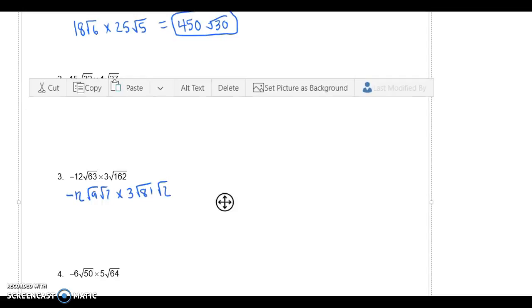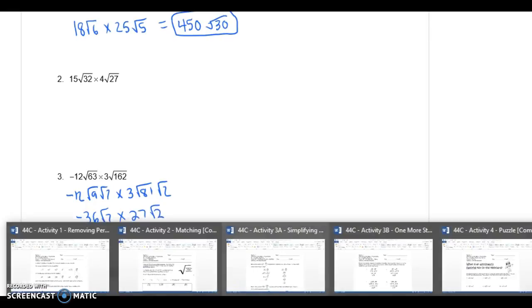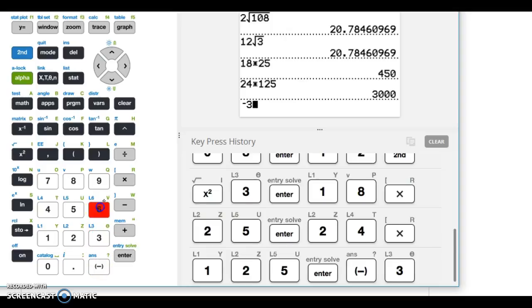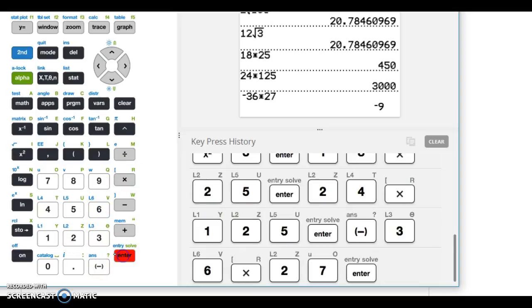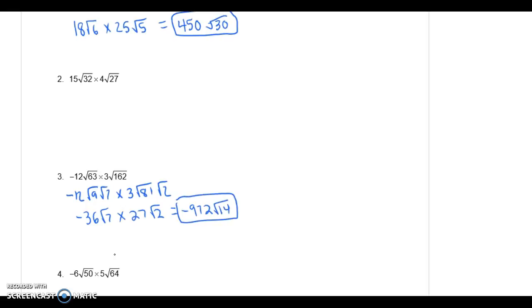And then we're going to multiply by the negative 12 that's there. That gives me negative 36 square root of 7. Square root of 81 is 9 times 3 would give me 27 square root of 2. So I'm going to take negative 36 times 27, which gives me negative 972. And then 7 times 2 would give me 14. And 14, there's no perfect square factors of that. We have 4 and 9 are the only perfect squares smaller than that, and none of those go in. So it doesn't quite work.